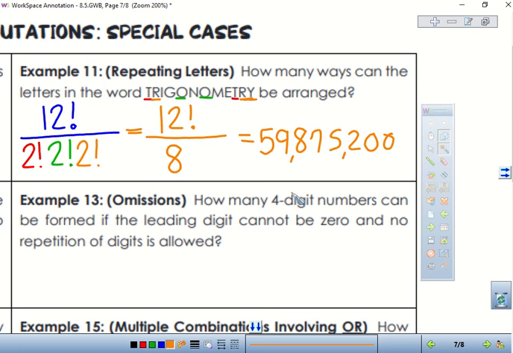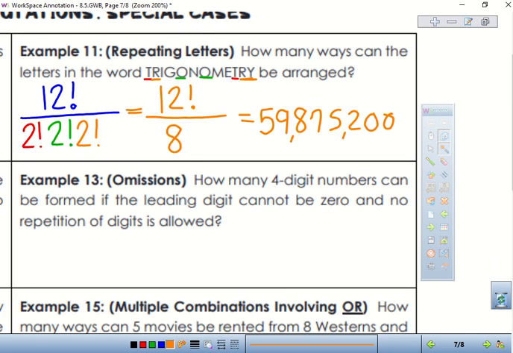Who would have thought that many ways, right? It seems always impossible to me every time I do it. But does anyone have any questions on that? So that's the procedure you use all the time. Now, say no letters repeat, you just don't have a denominator, okay?